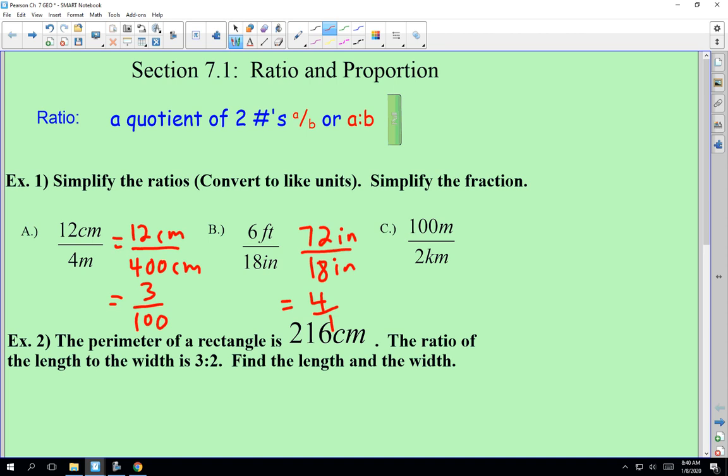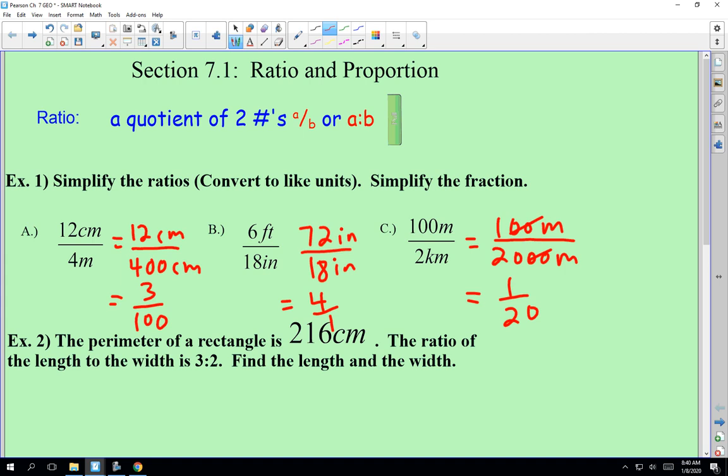And then 100 meters over 2 kilometers. 2 kilometers, how many meters is that? If I change the bigger one of the two to meters, 2,000 meters. And then we've got 100 meters up here. And you can just lop off the zeros, right? Take those zeros off, and it's 1 over 20 is my ratio. So there's the simplified fraction. So you'll be asked to simplify some ratios.